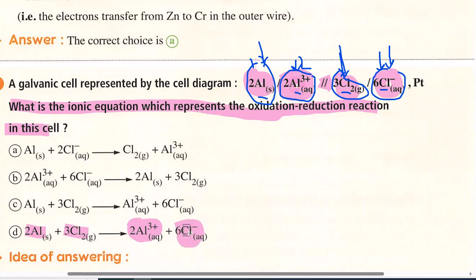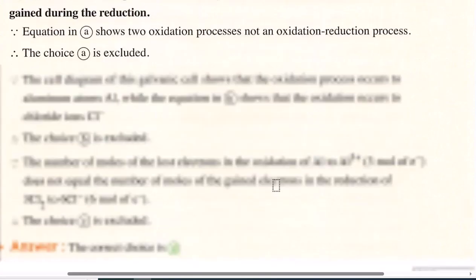So if we want to write the diagram from this equation, how can we write it? 2 aluminum solid, one diagonal line, gives 2 aluminum aqueous positive 3. Then we write the salt bridge and start with the cathode. 3 chlorine gas molecules is reduced into 6 chloride ions. So we can write from the diagram the electrochemical equation, and from the equation the diagram.